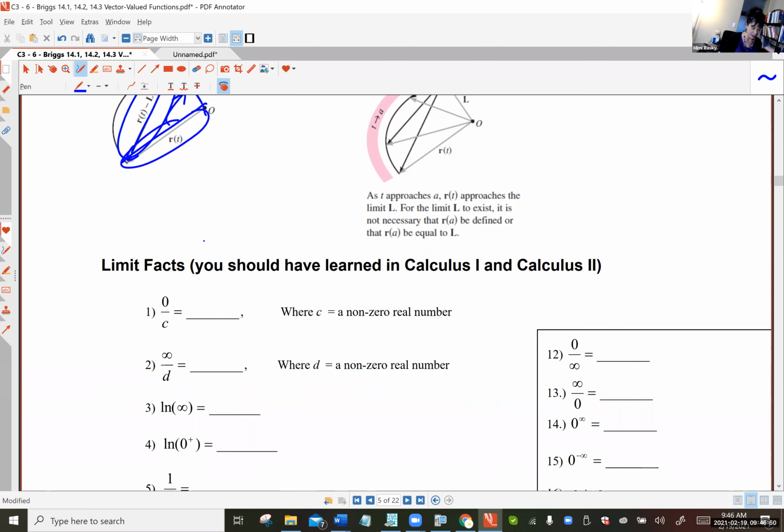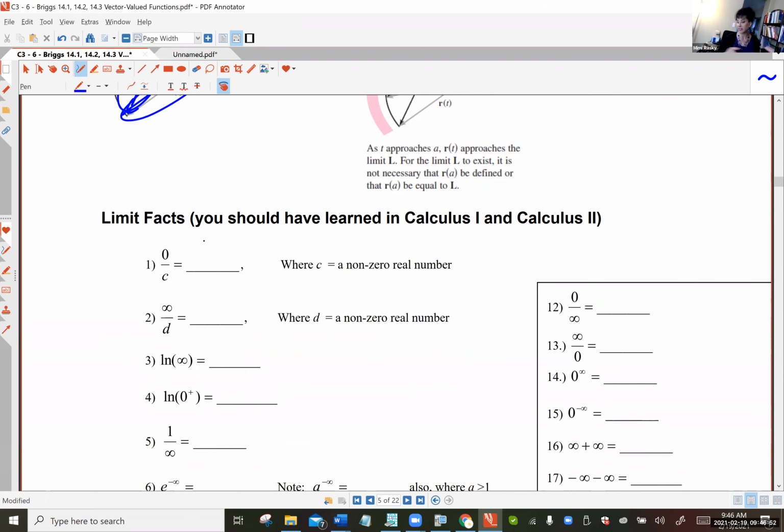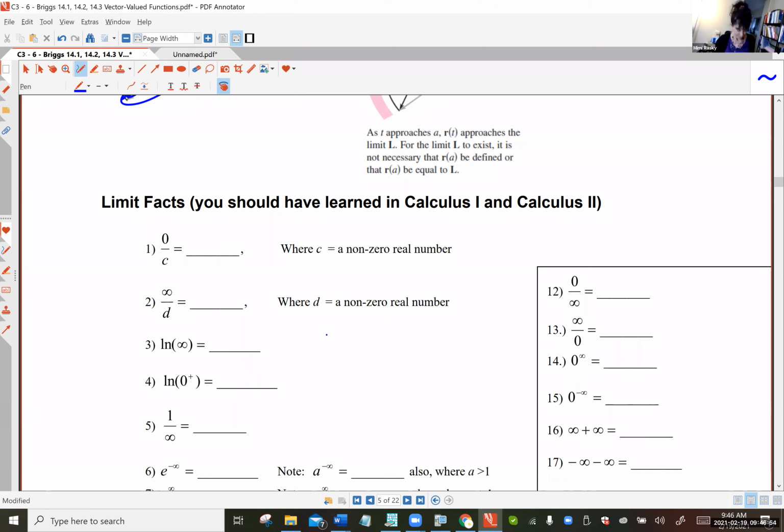So let's do some limit facts. Does anybody know what 0? Oh, my internet's unstable. Sorry. I have no idea why. Okay, does anybody remember what 0 divided by 2 equals? This is easy. Don't make it hard. 0. Yeah. How about infinity divided by 2, for example? Infinity. It's still infinity. Beautiful.